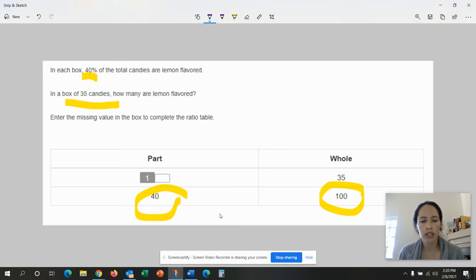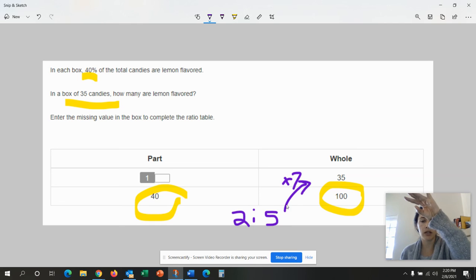40 doesn't go into, but let's try 20. We'd end up with 2 to 5, 2/5, right? 20 into 40. 40 divided by 20 is 2. 100 divided by 20 is 5. Now we look at how do we get to 35? Well, 5 times 7 equivalent ratios equals 35.